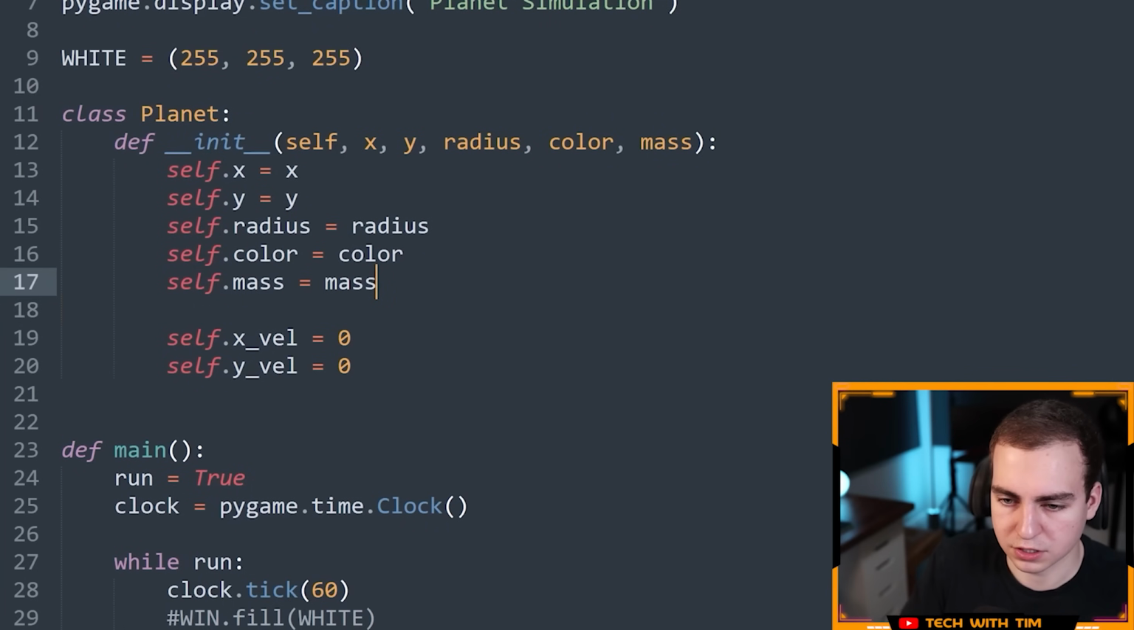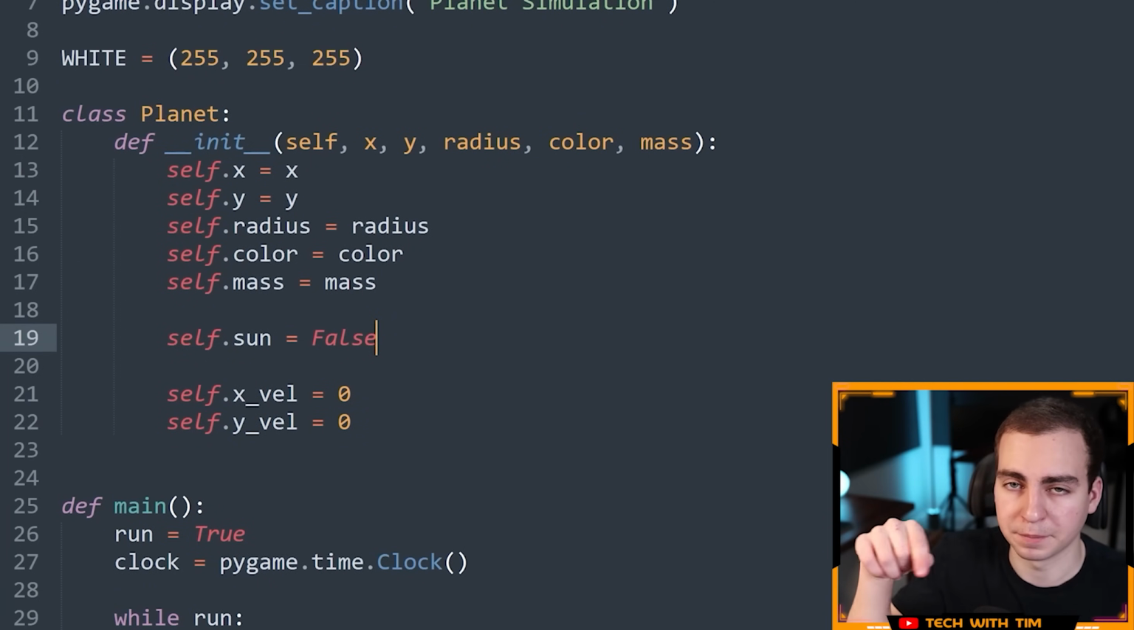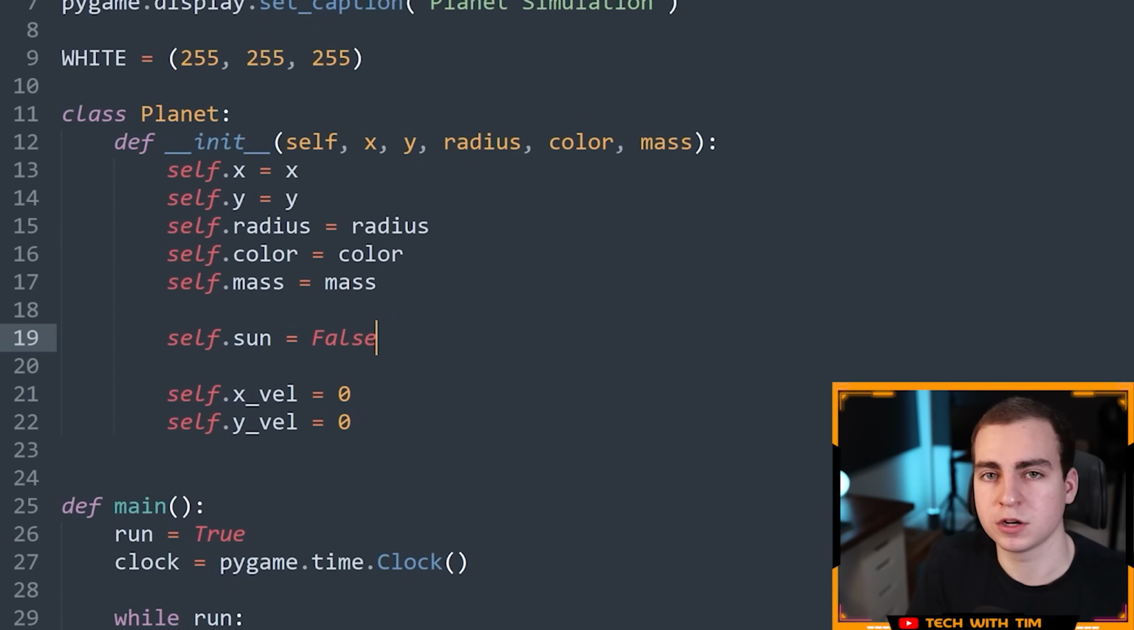Another thing that I want to do here is I want to have something that says self.sun is equal to false. Now this is going to tell us if the planet is the sun. The reason we want that is because we're going to draw the orbit of the planet moving around, and I don't want to draw the orbit for the sun. So I need to know if it's the sun to either draw it or to not draw it.